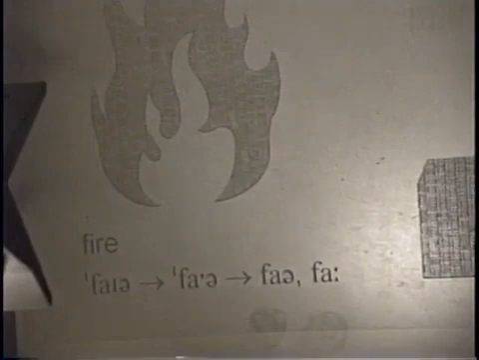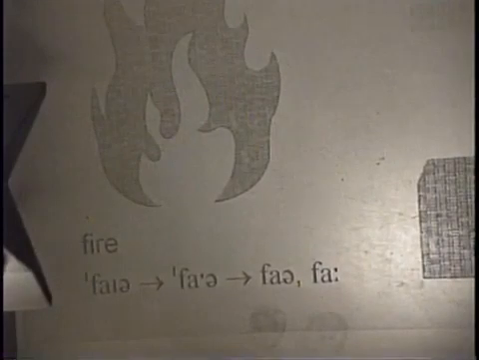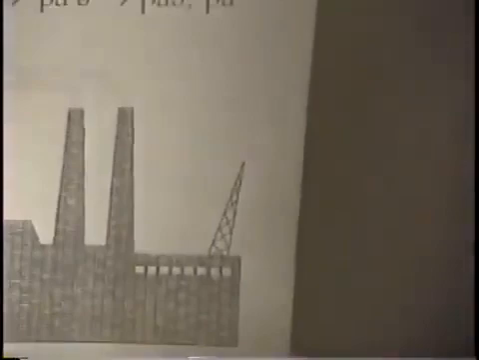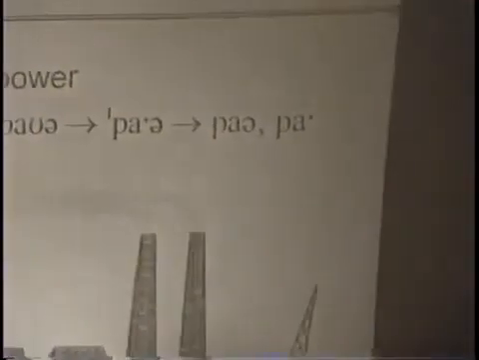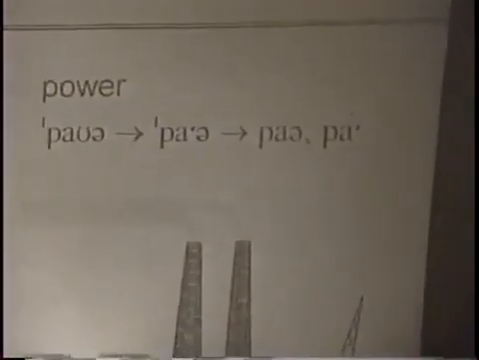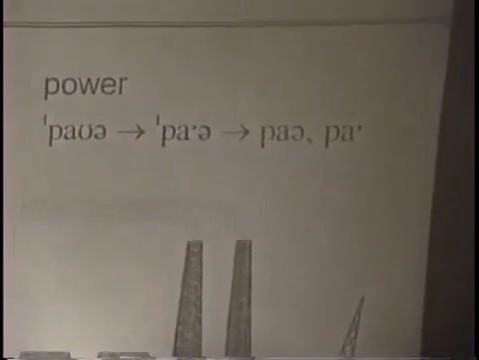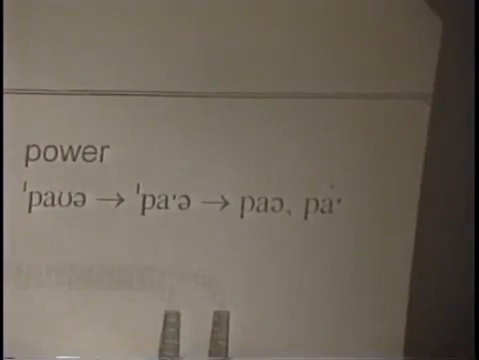Well, this sequence of events applies equally to ow before another vowel, so that in power, the ow can lose its second element, giving us pa-er, and that can then compress into a single syllable. You don't need to do this. Those who learn English don't need to imitate this, but you really must know about it, otherwise you may find it difficult to understand certain things.